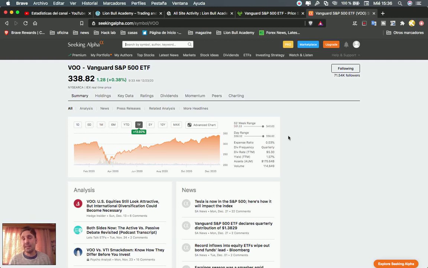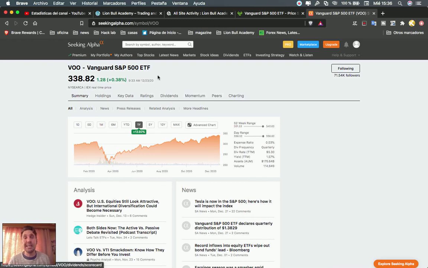Here on the right side it shows us a lot of information. One of them is the yield, that will be the dividend yield, which is 1.57%. It means each year this ETF pays us 1.57% of the value of the stock, that in this case is $5.30 each year.